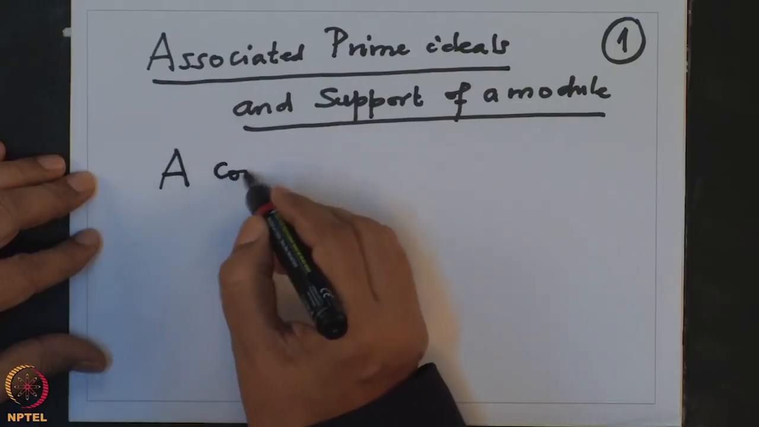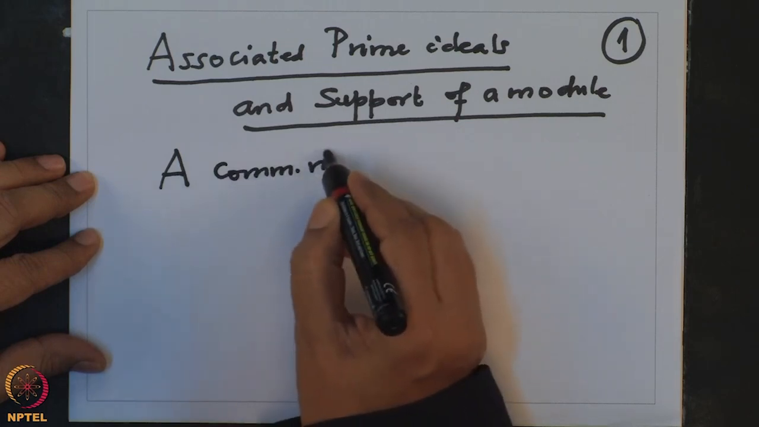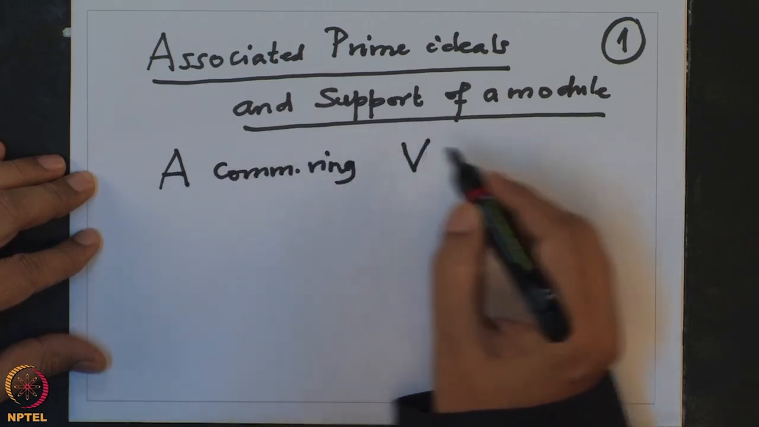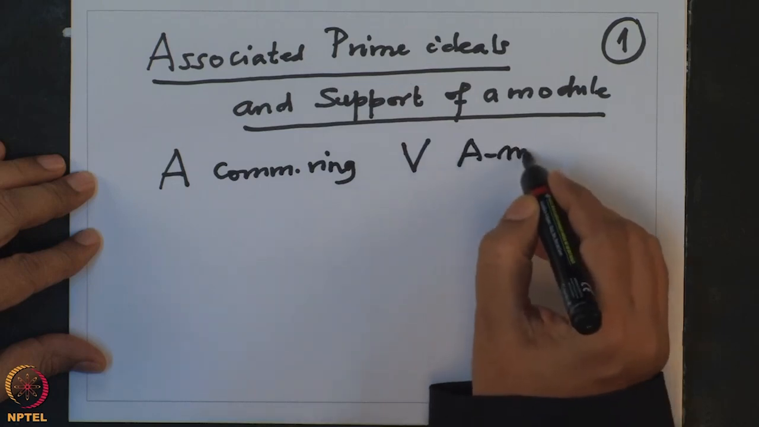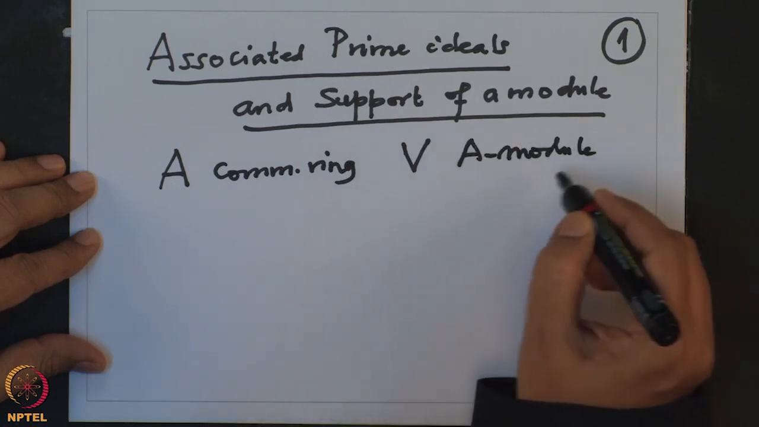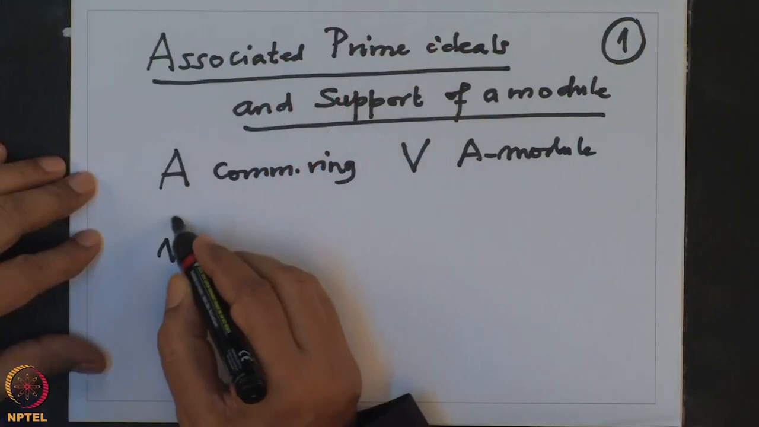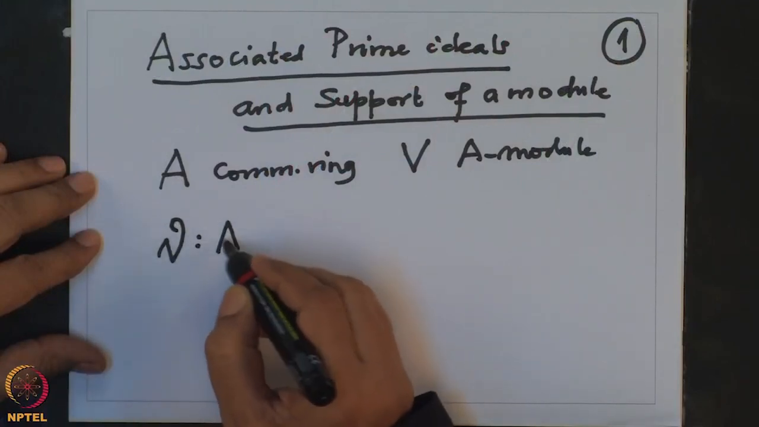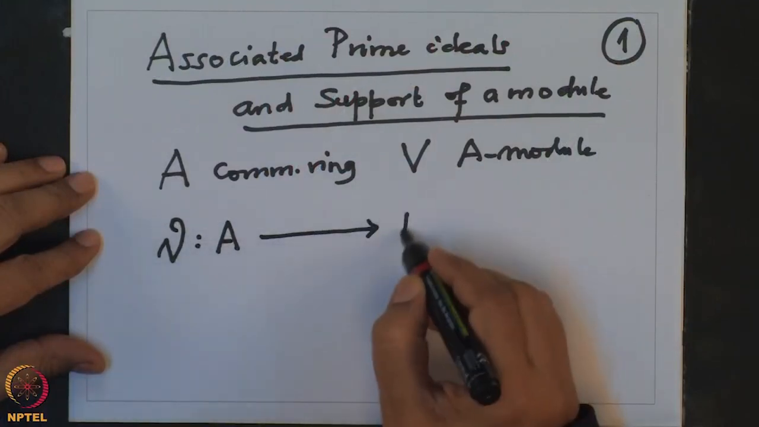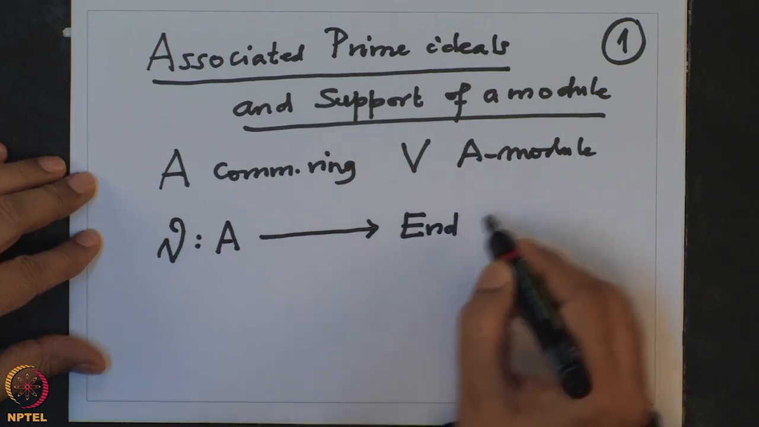This is a commutative ring, and V is an A module. Recall that an A module is an abelian group which has a scalar multiplication by A, so that the scalar multiplication and abelian group structure are compatible with each other. This is equivalent to saying that we have a ring homomorphism theta from the ring A to the endomorphisms of the abelian group V plus.